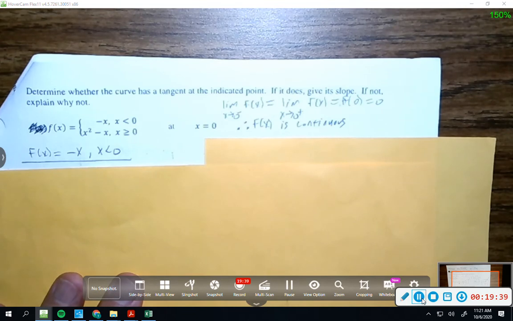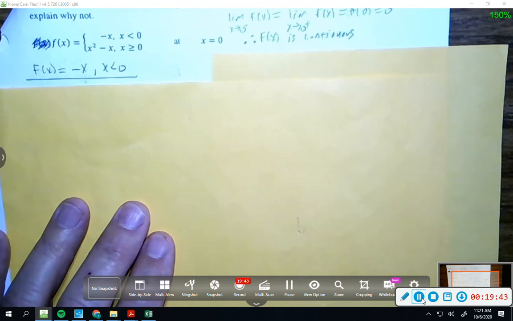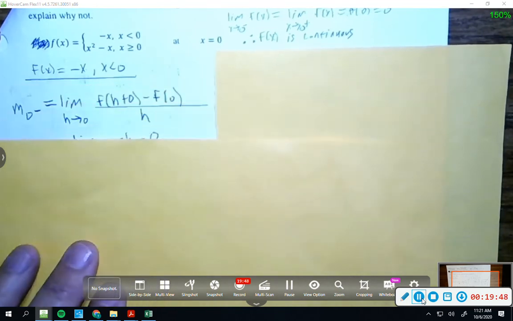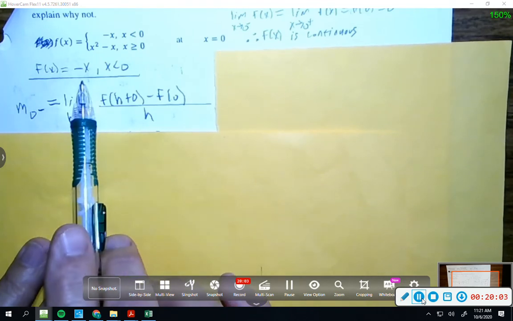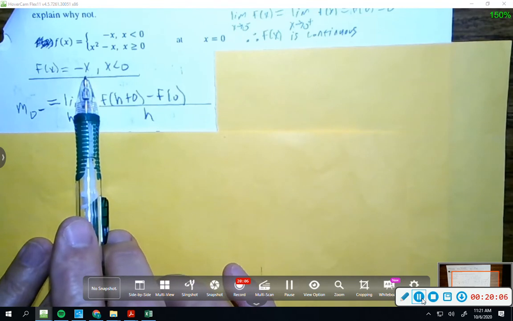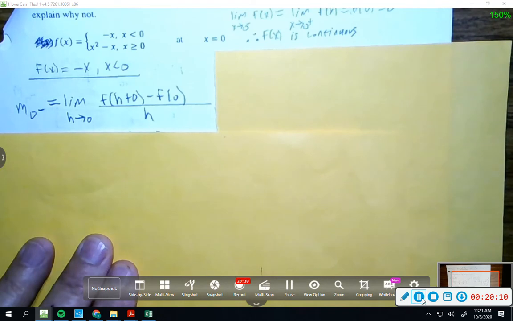Once I have established continuity, now I have to do my limit definition twice. Once for the left-hand side, once for the right-hand side. Here it is to the left. The slope at 0 from the left is the limit as h approaches 0 of f of h plus 0 minus f at 0, all over h. But I'm using this function because that's the left-hand defined piece of this function. That's why we always write top to bottom as the function is established left to right.